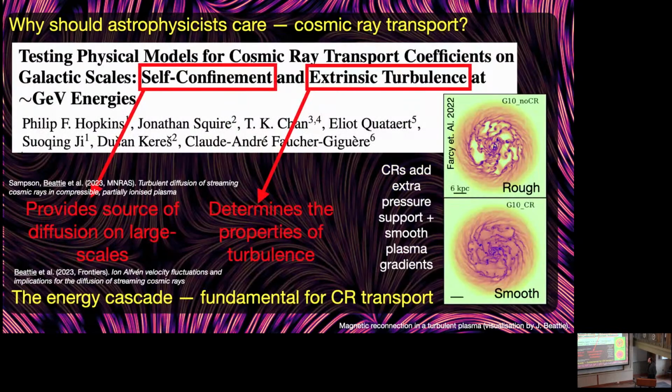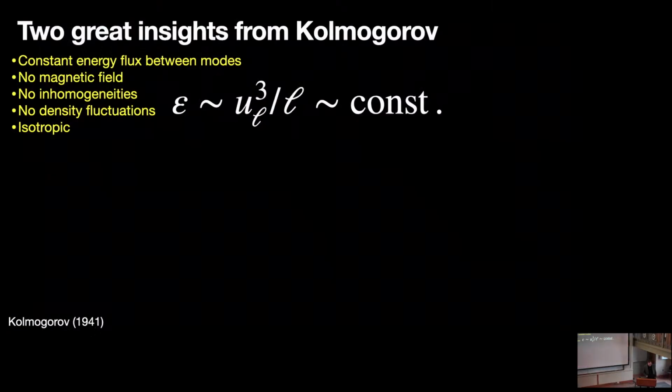Now, of course, if you're into cosmic ray studies, I won't need to give you a lecture on why turbulence matters. There's really two competing ideas for how cosmic rays are scattered, through either self-confinement or extrinsic turbulence. Both of these properties, especially extrinsic turbulence, are determined by the turbulence. So you can't really get away, if you're thinking about cosmic ray transport, from the underlying turbulent background medium in which the particles are transported. Now let me talk about two great insights from Kolmogorov.